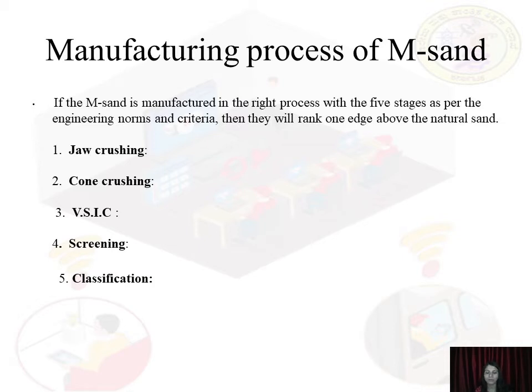In the first stage, the rocks are crushed and downsized from 500 mm to 150 mm by using jaw crushers. In the second stage, the size of rocks goes from 150 mm to 40 mm by using the cone crushers. And in the final stage, these rocks are crushed with the help of vertical shaft impactors to get small grains that are less than 4.75 mm, and then they are screened and then classified or washed away. We will learn it step by step.